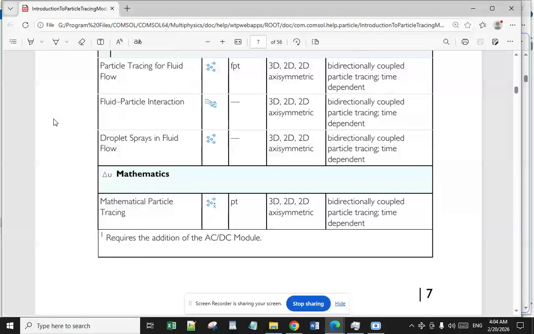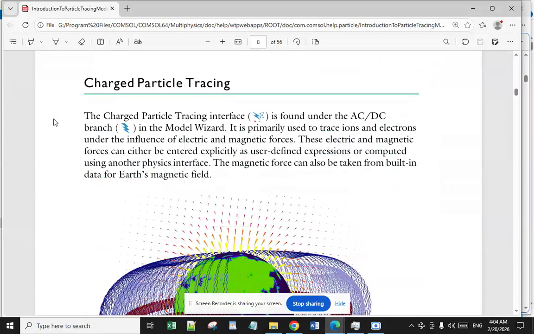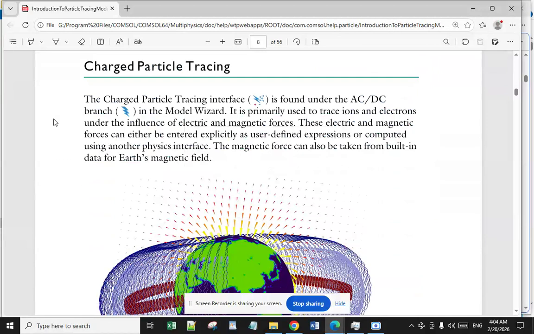And Droplet Spray in Fluid Flow, which has bidirectionally coupled particle tracing and time dependent studies, and the types are two-dimensional axisymmetric, two-dimensional, and three-dimensional. Mathematical Particle Tracing is available in two-dimensional axisymmetric, two-dimensional, and three-dimensional, with bidirectionally coupled particle tracing and time dependent studies, and so on. What about the charged particle?